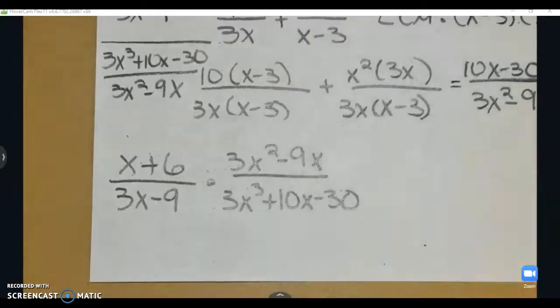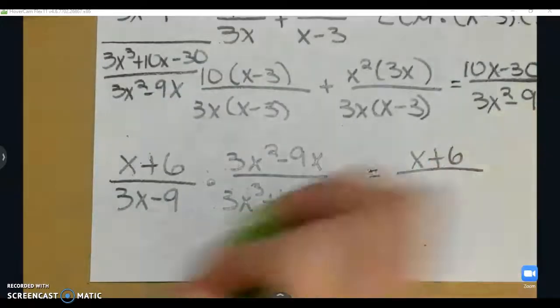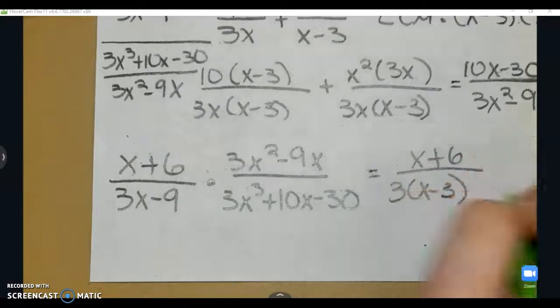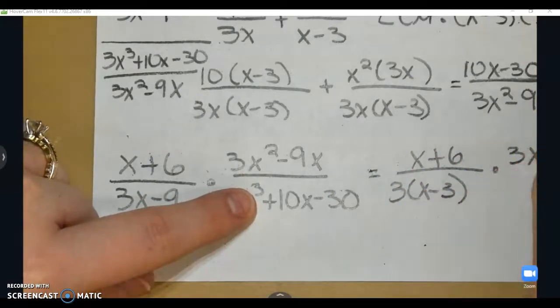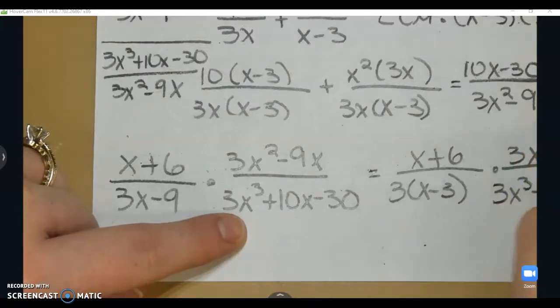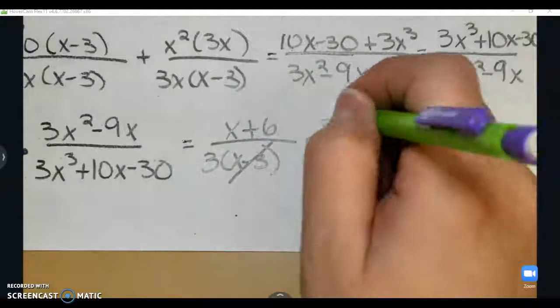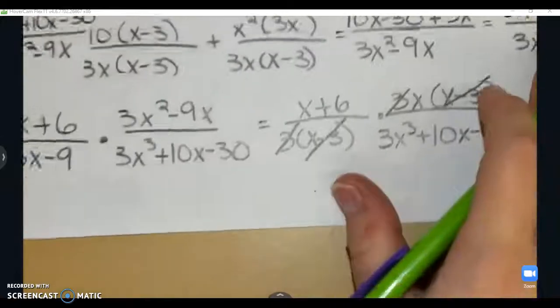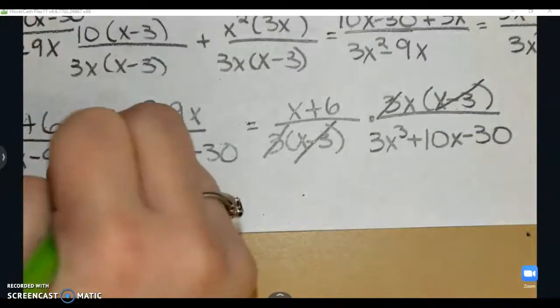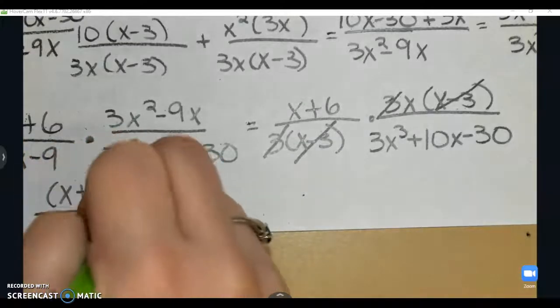And we are now multiplying rational expressions, which means we want to factor and cancel any like terms. So let's do that. Here I can take out a 3. Here I can take out a 3x. And I cannot factor this second denominator. So what can we cancel? We've got x minus 3, and a 3 and a 3. So what that leaves us with is x plus 6 times x over 3x cubed plus 10x minus 30.